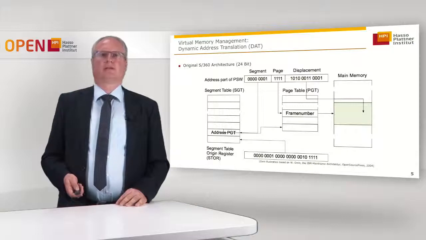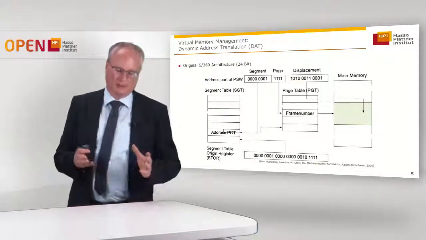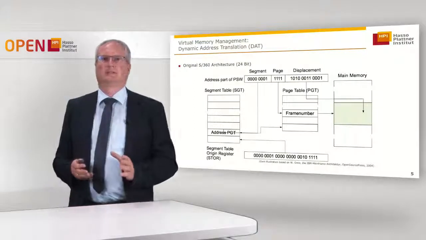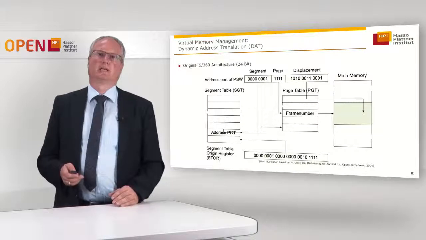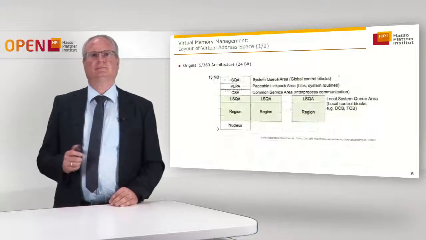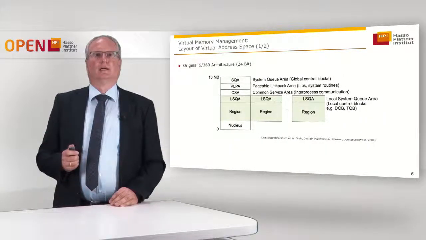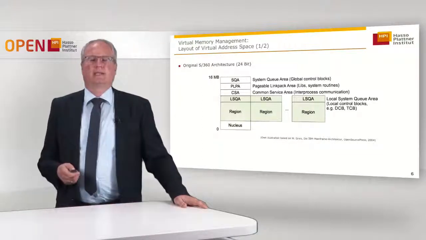That was the way it was done in the original architecture, but part of this idea is still present. For example, the 12-bit displacement is still in use, even with larger addresses. So every memory block has 4 kilobytes. This leads to a certain layout of the virtual address space, and it's shown here.